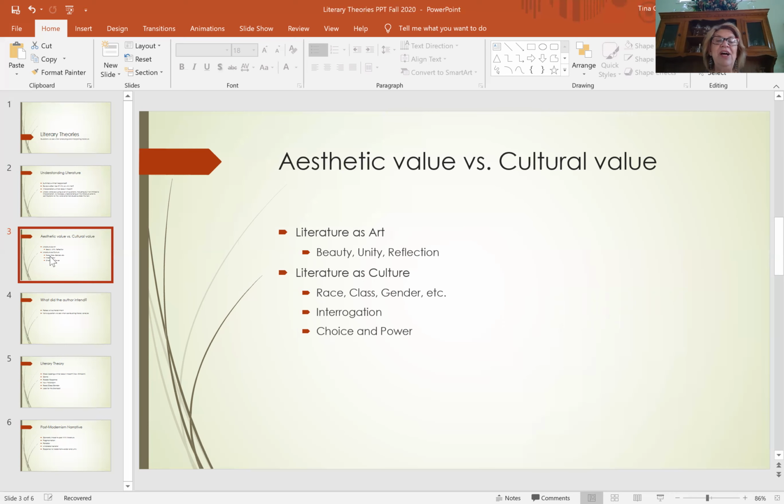Okay, early on, say the 1800s and before, we used to look at literature as works of art in that they somehow reflected beauty, unity, and reflected somehow life. And the better it reflected life, the more we considered it art. The more it reflected beautiful language, beautiful images, rhythm, poetic verse, all of these kinds of things led to its beauty, if you will.